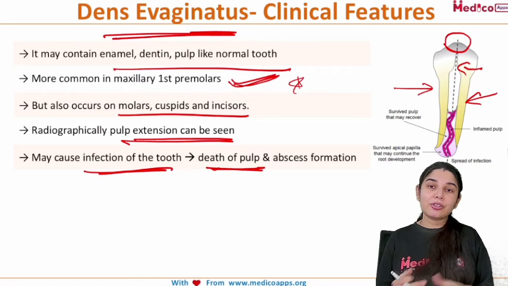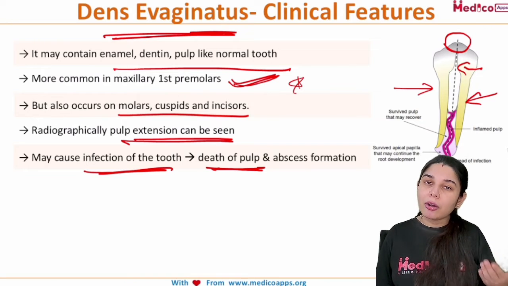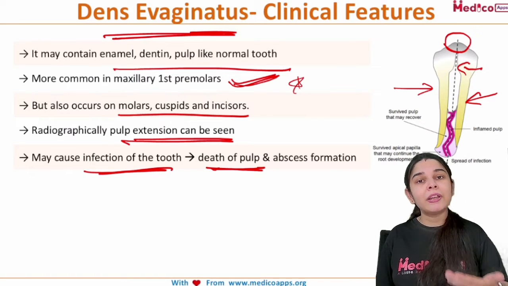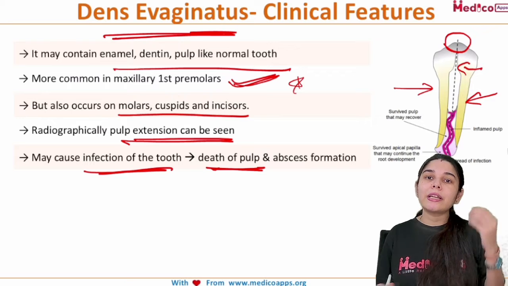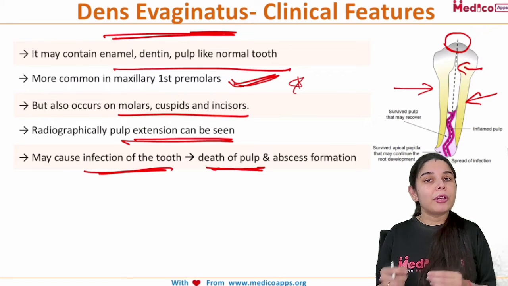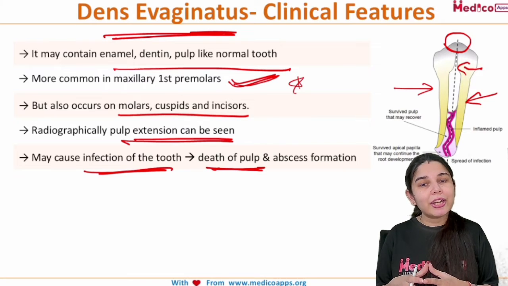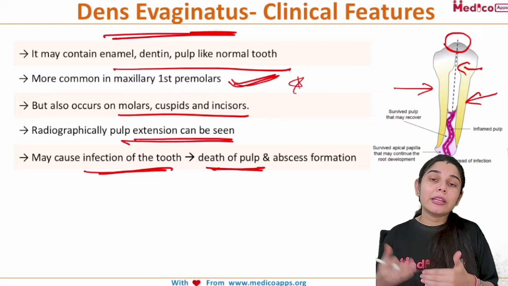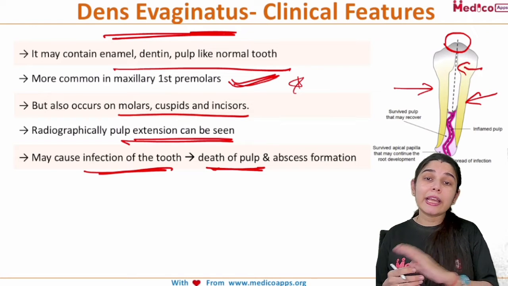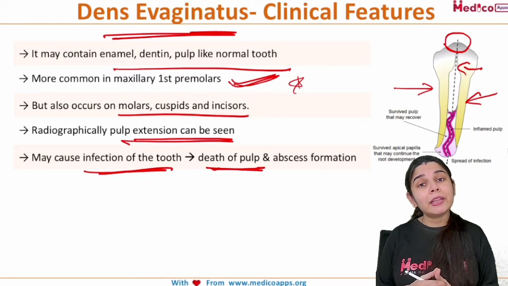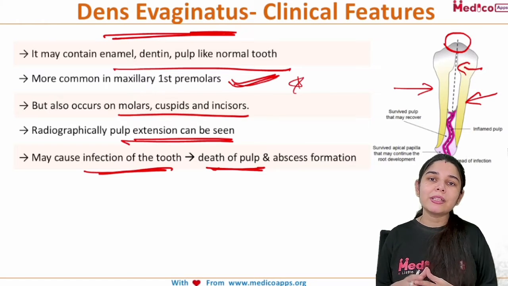So I hope you have understood till now what exactly dens evaginatus is. It's a tubercle or a protuberance of enamel, or it might even involve the dentin or pulp tissue, present in the central groove. The etiology is that during the development procedure, due to proliferation and evagination, the inner enamel epithelium is pushed into the stellate reticulum of the enamel organ, and then there can be a tubercle formation as the tooth keeps on developing. Clinically it is more common in the premolars, though it can also be seen in the molars, cuspids or incisors.